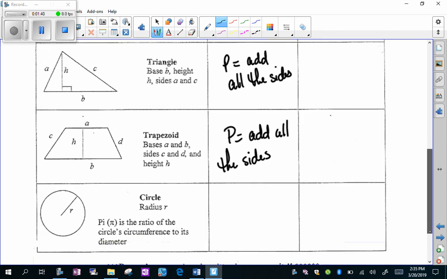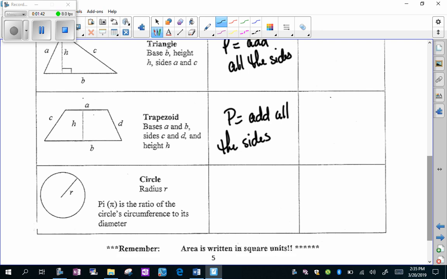All right, now for the circle, we call this the circumference. That's the distance around the circle. All right, distance around the circle, circumference. So the circumference equals 2 pi r, or another way of stating that is pi times diameter. We know that 2 times the radius is the diameter.